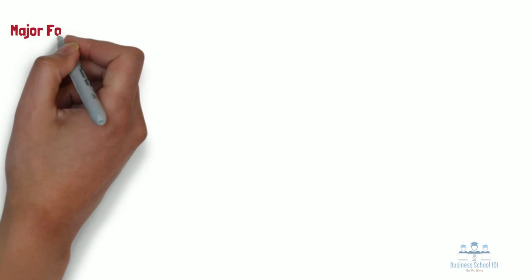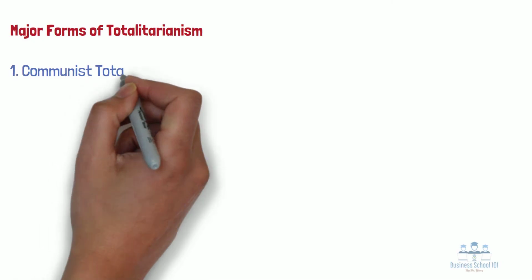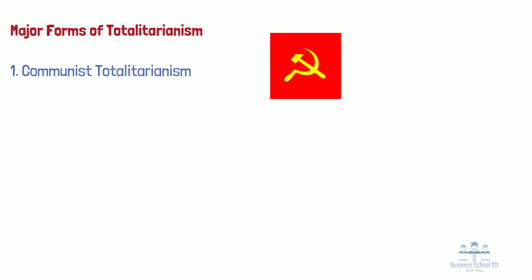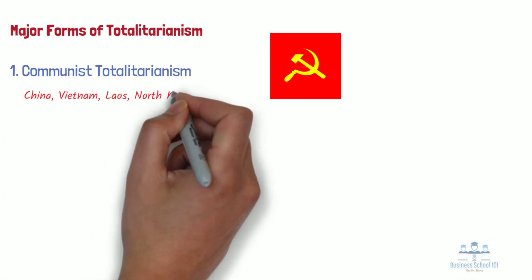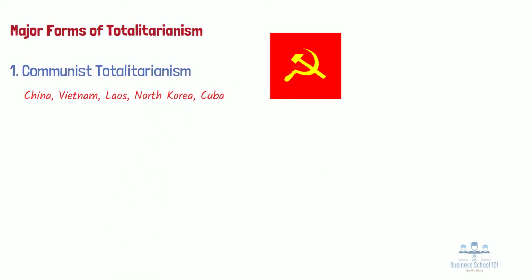Generally, there are 4 major forms of totalitarianism in the world. First, communist totalitarianism. Until recently, the most widespread form of totalitarianism was communist totalitarianism. Communism, however, is in decline worldwide, and most of the Communist Party dictatorships have collapsed since 1989. Exceptions to this trend include China, Vietnam, Laos, North Korea, and Cuba, although most of these states exhibit clear signs that the Communist Party's monopoly on political power is retreating.